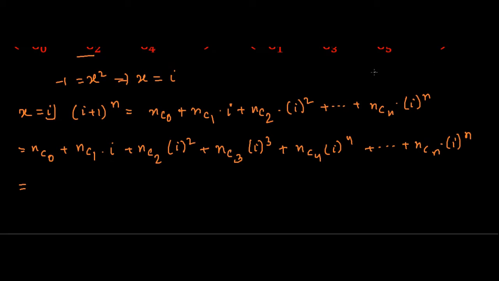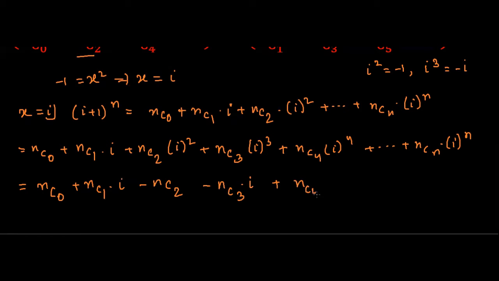Now, if we put i squared as minus 1 and i cubed as minus i, we get the same as nC0 plus nC1 into i. This becomes minus nC2 because i squared is minus 1. And from here, nC3 becomes minus nC3 times i because i cubed is minus i, plus nC4, and it continues, and it becomes nC4 because i to the power 4 is 1. And we don't know the last term because we don't know whether n is even or whether n is odd. So we will not be writing down the last term.